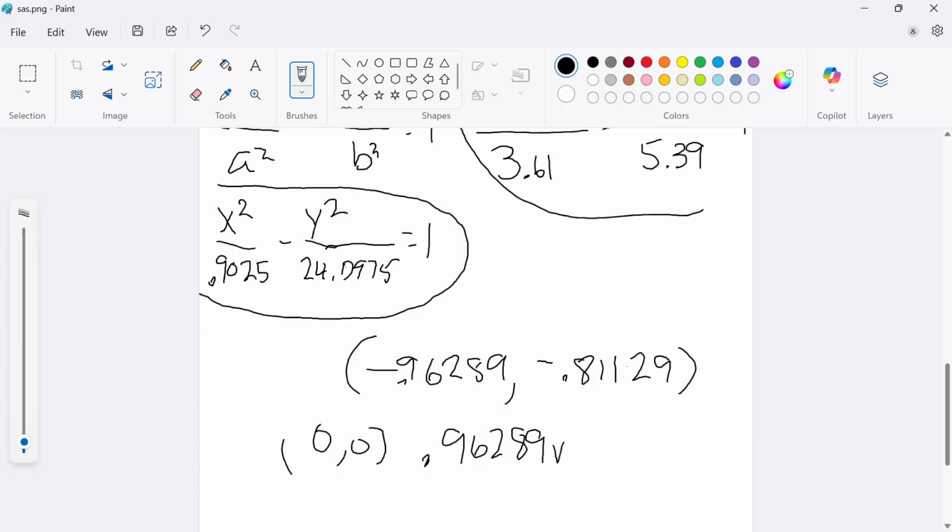0.96289. Negative is west, and then it's going to be 0.81129. Positive is north, negative is south, so south. So from the origin, it's 0.96289 west and 0.81129 south.